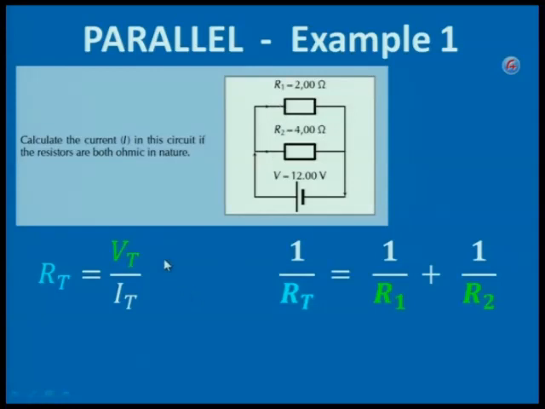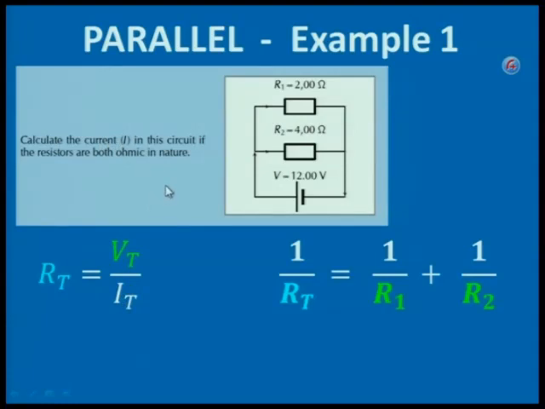So, R is V divided by I, Ohm's law. You should know this by now. And then for a parallel circuit, 1 divided by RT gives you 1 over R1 plus 1 over R2. You have R1 given in the question. You have R2 given in the question. So you can calculate RT. You have the total voltage, so you can get to the total current, which is the question.